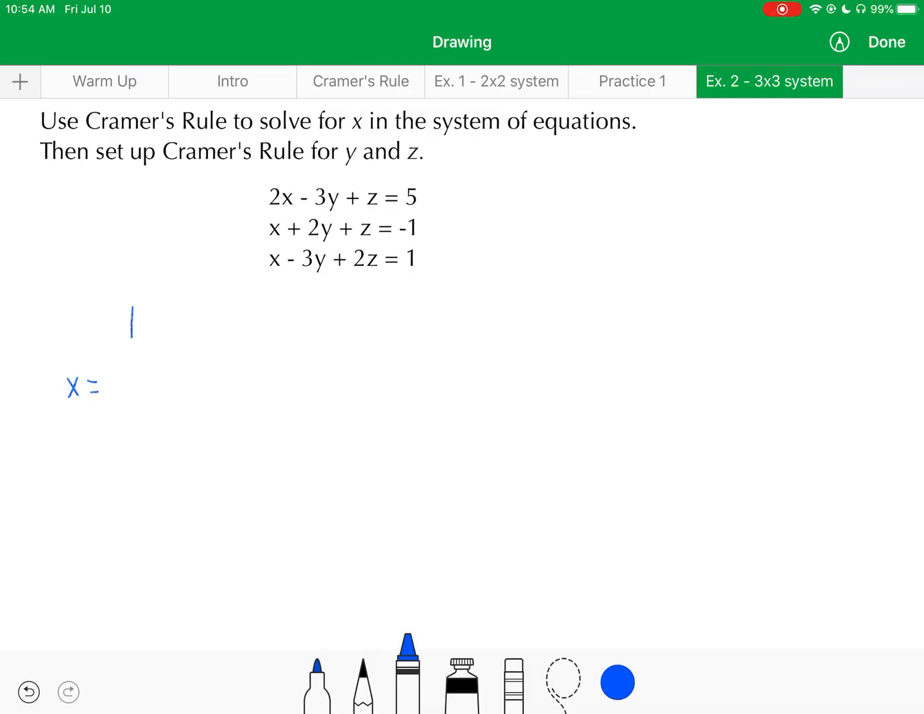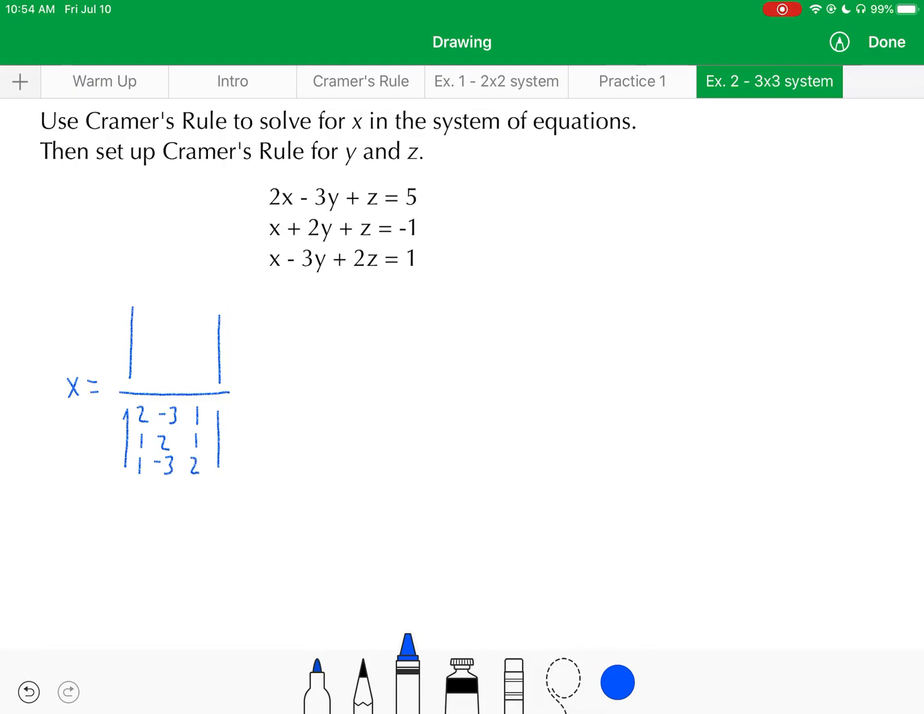So we know it's going to be a third order determinant over a third order determinant. In the denominator, you would have the following elements. They would be coefficients from the variables of each of the three equations in the system.